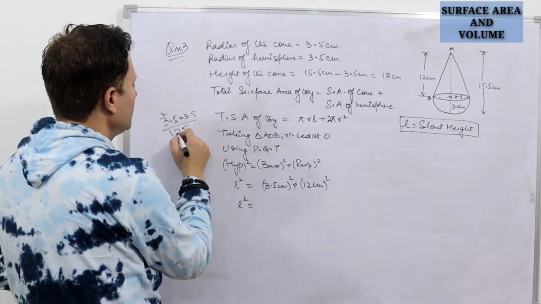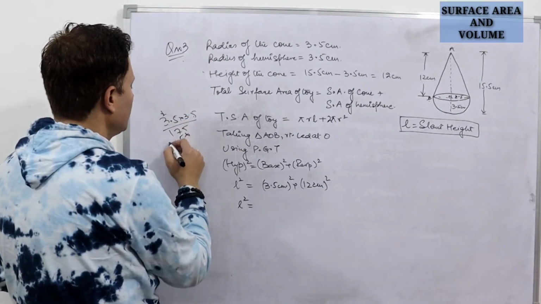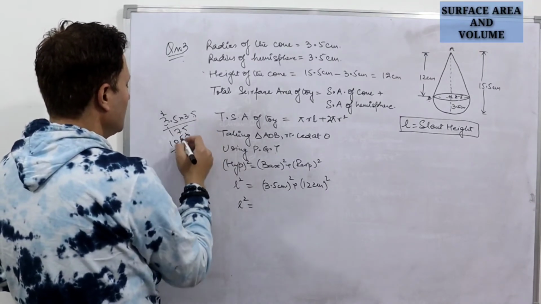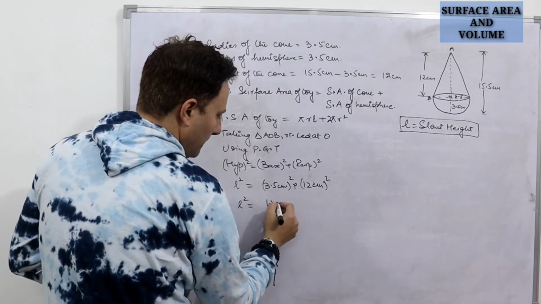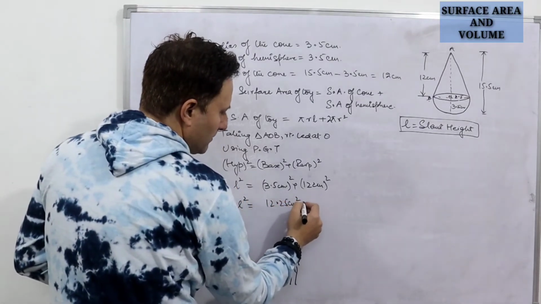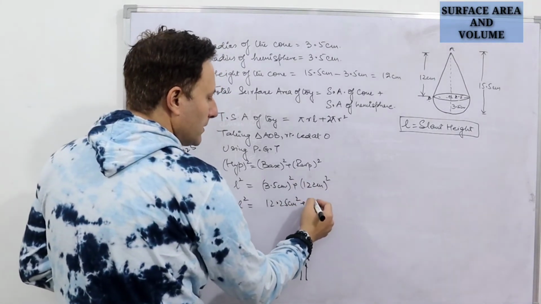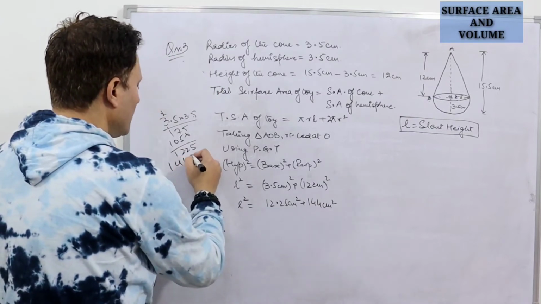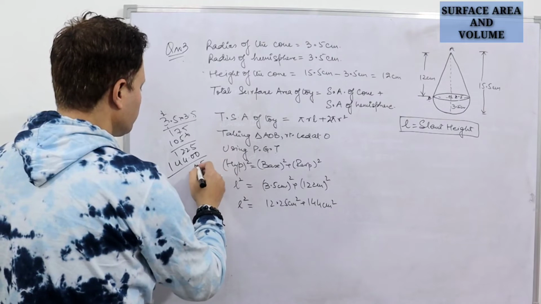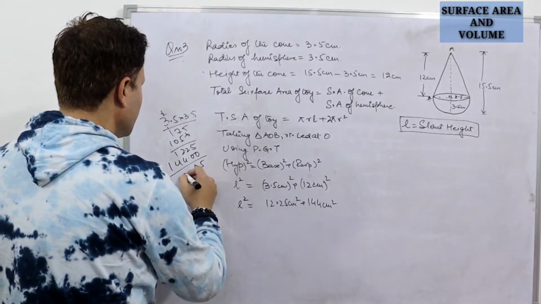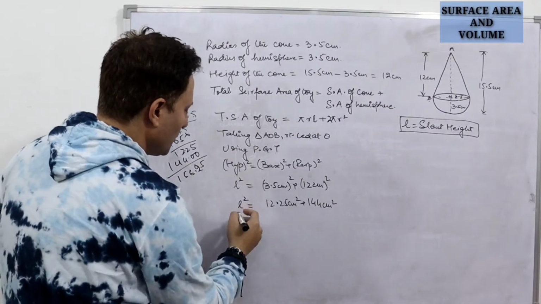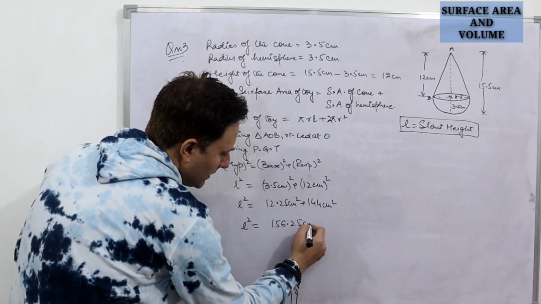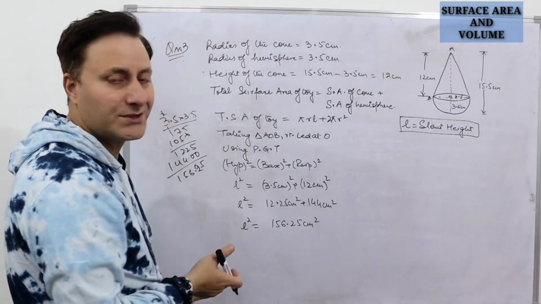So that is 12.25 centimeter square. Plus, if we multiply 12 with 12, it becomes 144 centimeter square. So we have to add 144 to 12.25, that is 156.25. L square is equal to 156.25 centimeter square. I hope this is clear till now.